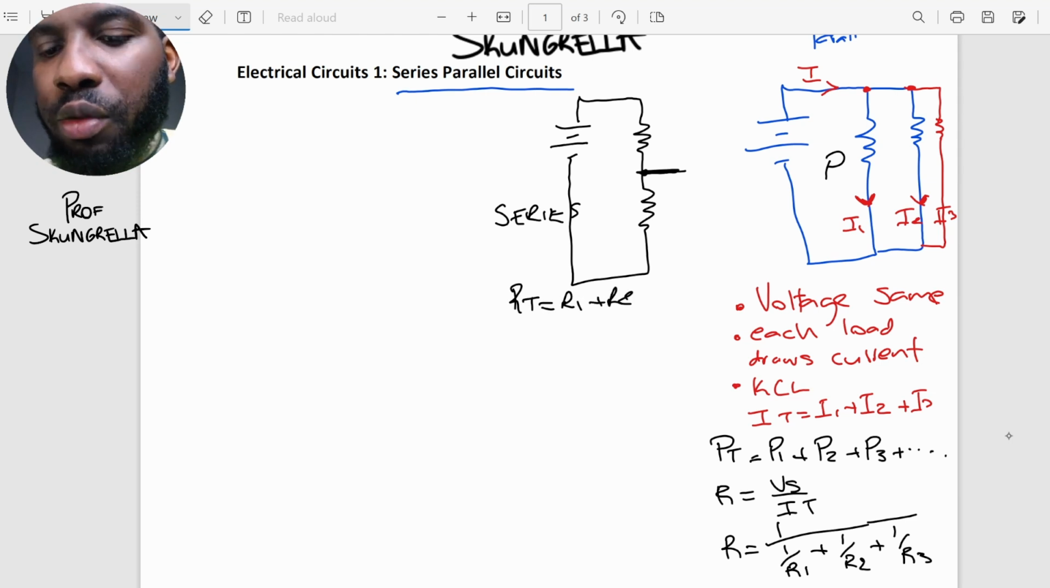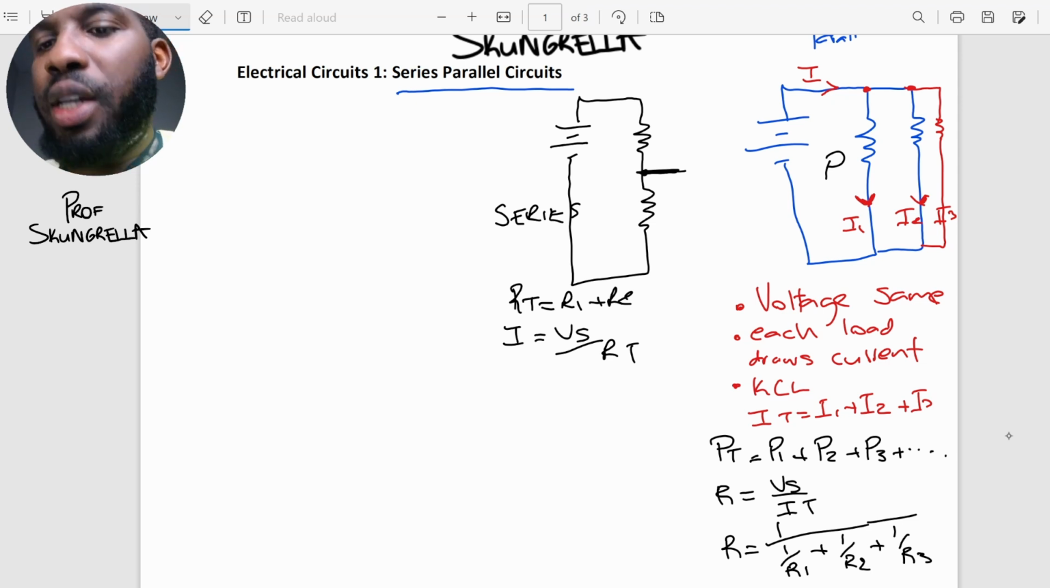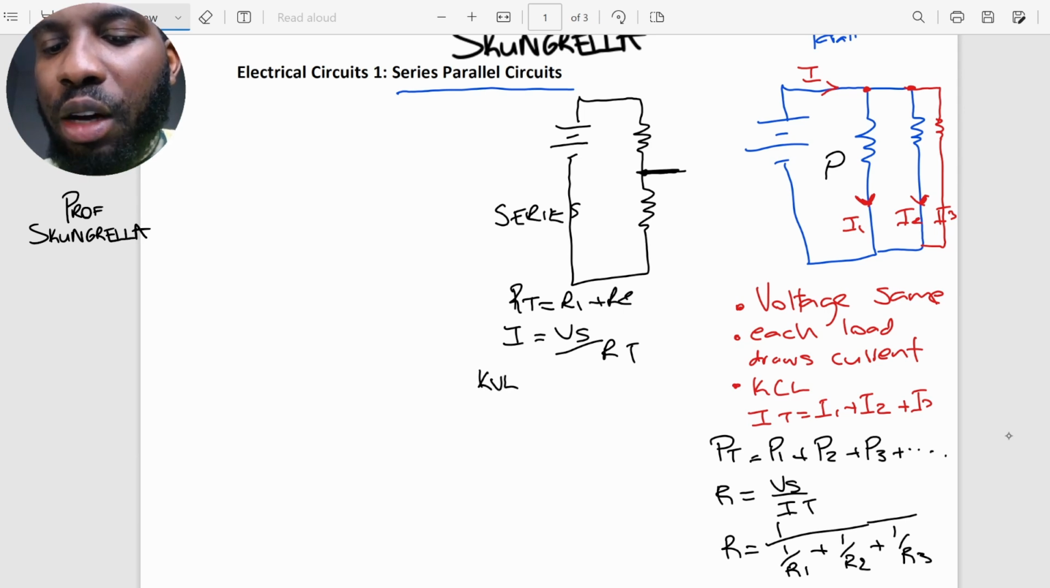And then the next thing we want to find is the current, which is going to be the voltage over the total resistance. Then we also said the way we find the voltage drops, we can use Ohm's law or we can use the voltage divider method. So here we have KVL, and that tells us that our voltage source is equal to the sum of the voltage drops.